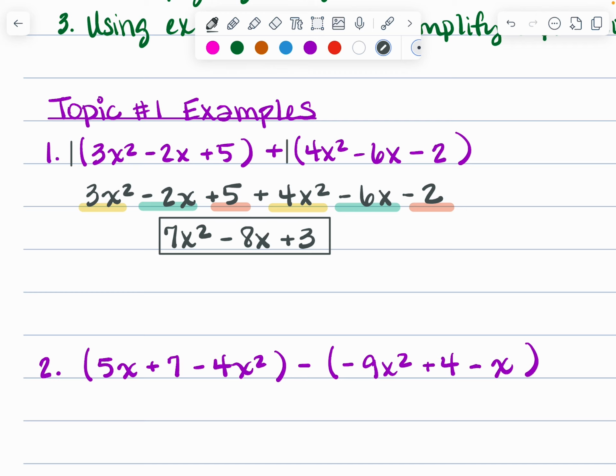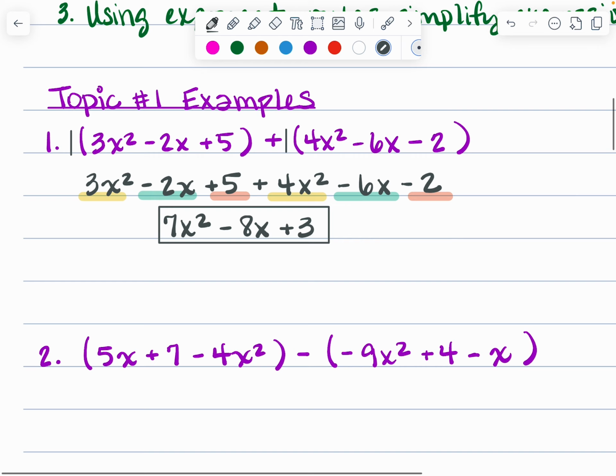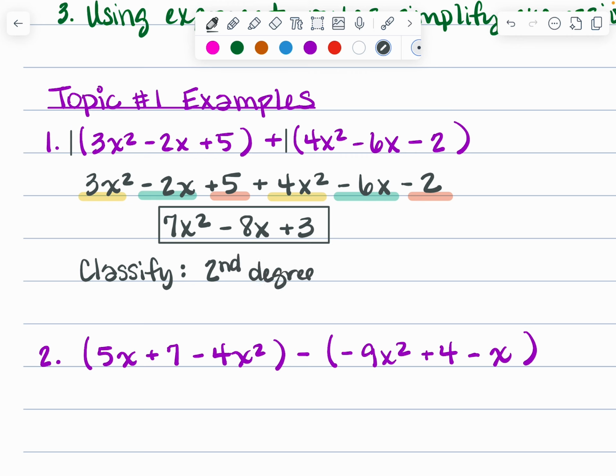And you may also be asked on the quiz to classify, let me just write that down really quick, to classify what kind of polynomial this final answer is. So remember that's a two-part question. You're picking out the degree, which is the highest. So this would be a second degree. And because he has 3 terms, he's a second degree trinomial.